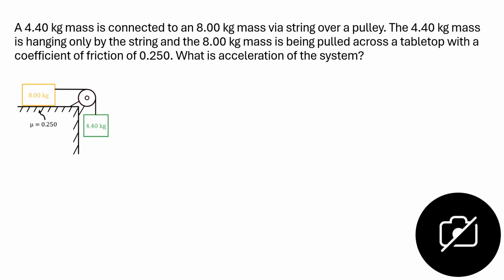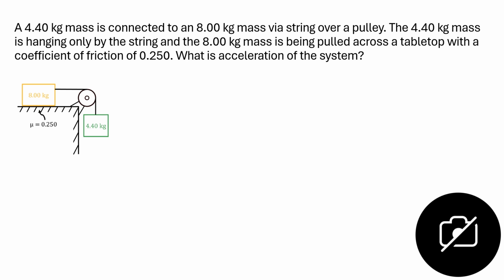In this video, we will examine solving problems when an object is connected to another via pulley. As you can see on the picture, one of the objects is on the table and the other is hanging. So for this problem, a 4.4 kilogram mass is connected to an 8 kilogram mass via string over a pulley. The 4.4 kilogram mass is hanging only by the string, and the 8 kilogram mass is being pulled across the tabletop, and the tabletop has a coefficient of friction of 0.250. We're being asked to find the acceleration of the system.